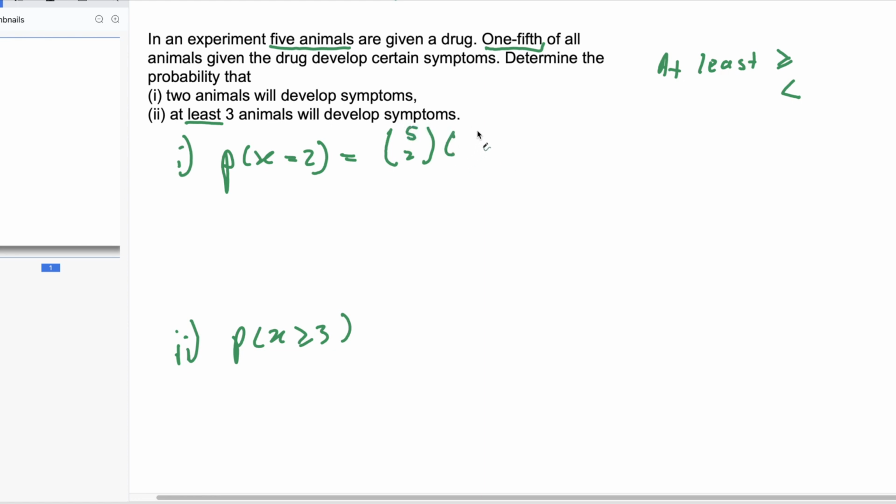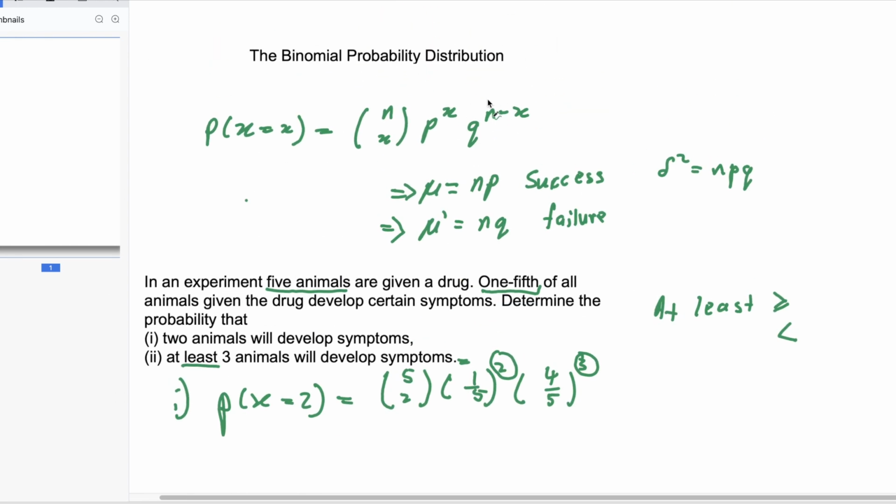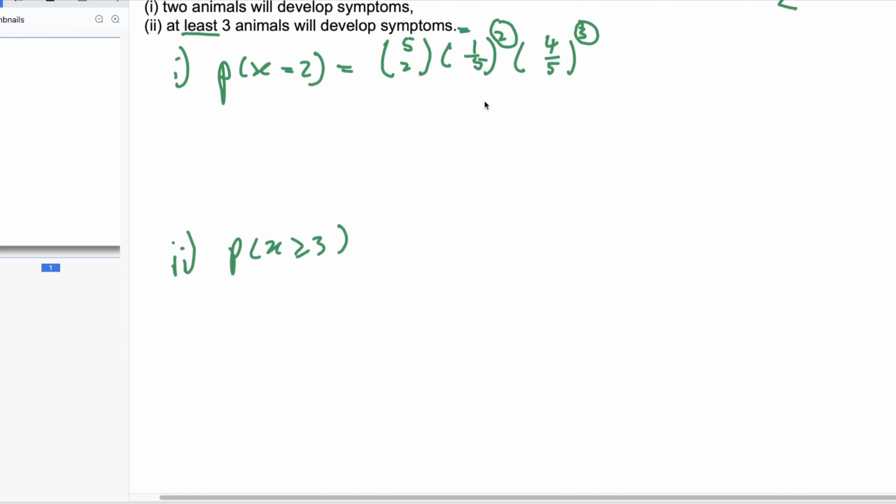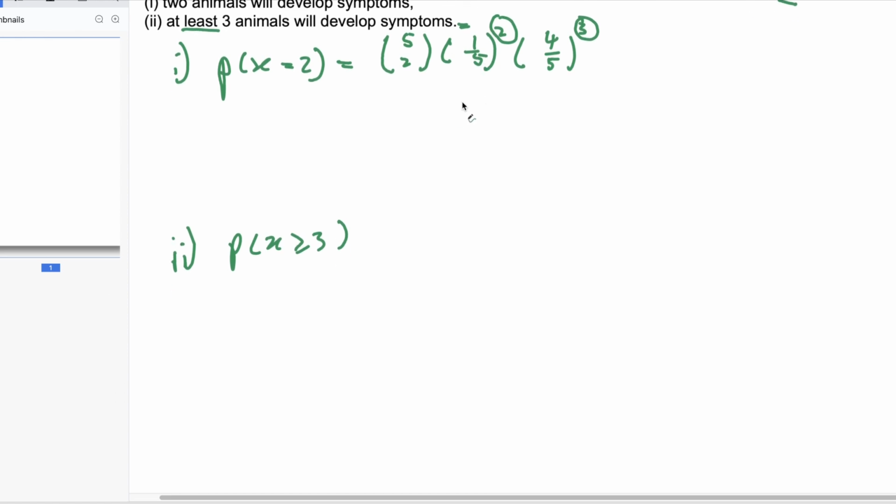So basically, 1/5 is the p value, and this is raised to the power of 2. Just remember like this: it's raised to the power of 2, and to get the other one it will be 4/5. That means you have to raise this one to the power of 3, because this number and that number have to add up to this number. So 2 plus 3 is 5, which is basically 5 minus 2. That's the formula there. If you look up here, that's how we wrote it.